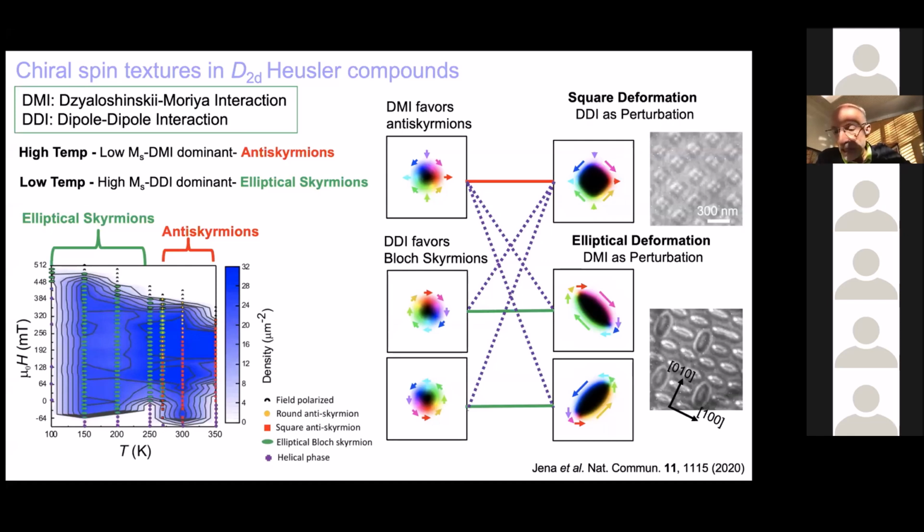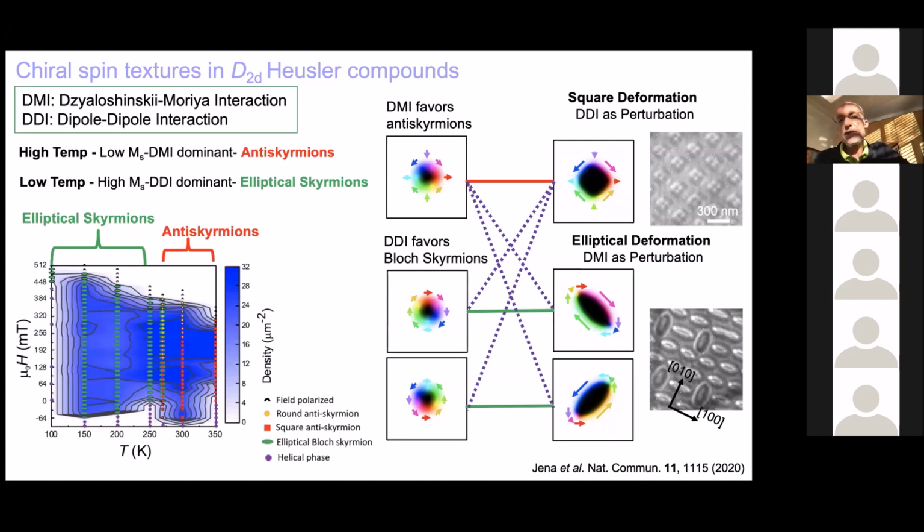In principle, the size of these anti-skyrmions should be much larger in very, very thin layers. This is one of the reasons why we're trying to make, by thin film techniques, layers of Heuslers, which we need one or two unit cells thick. Anyway, what we show here is that at low temperatures, the dipole-dipole interaction favors the Bloch skyrmions, but they're distorted because of the DMI interaction.